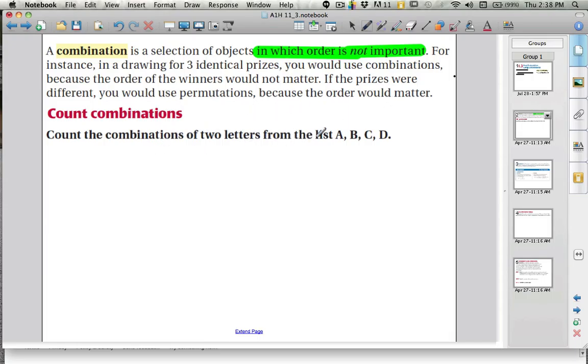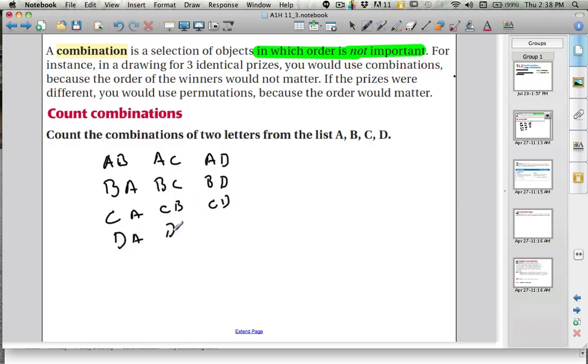So when we talk about counting combinations, consider arrangements of 2 letters from A, B, C, and D. I could have AB, AC, AD, BA, BC, BD, CA, CB, CD, and DA, DB, and DC.